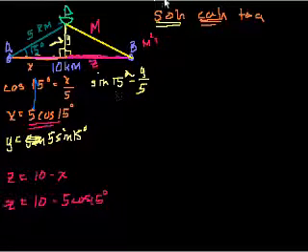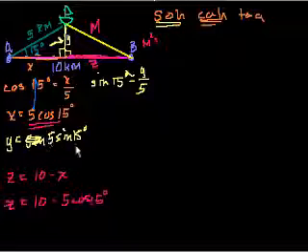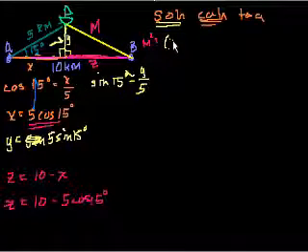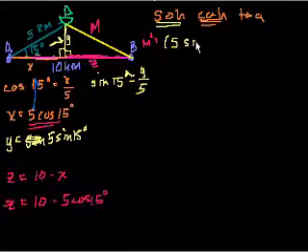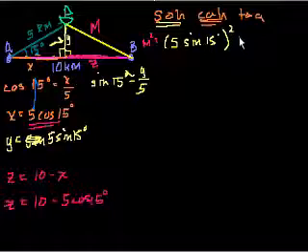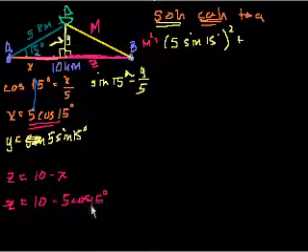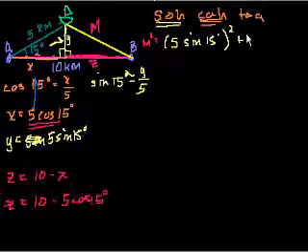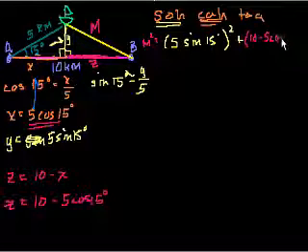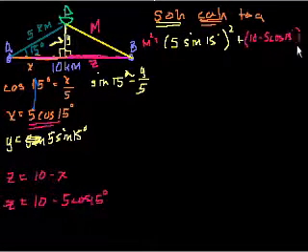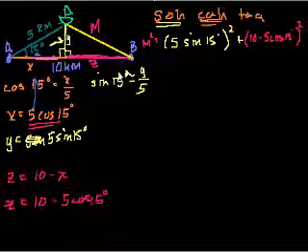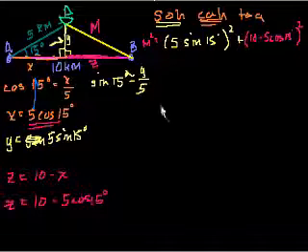is equal to, well, what's y squared? Y squared is 5 sine of 15 degrees, so it equals 5 sine of 15 degrees squared plus, what's z squared? Z is this, right? Z squared, plus, I'm running out of space, 10 minus 5 cosine of 15 degrees squared. And now I just have to simplify this. And if you have a calculator, you could do this without any simplification, but I want to get it as simple as I can.